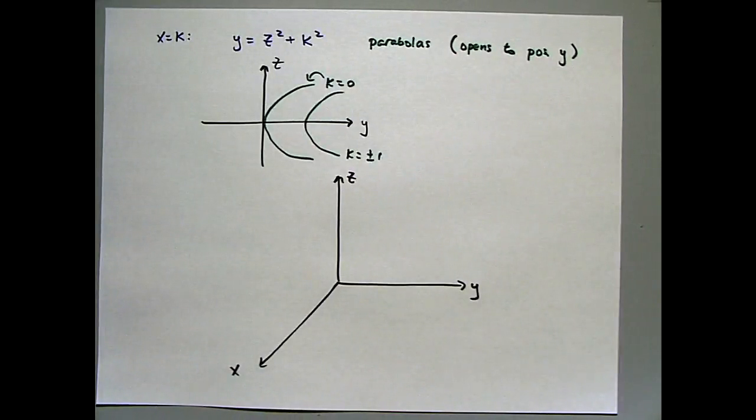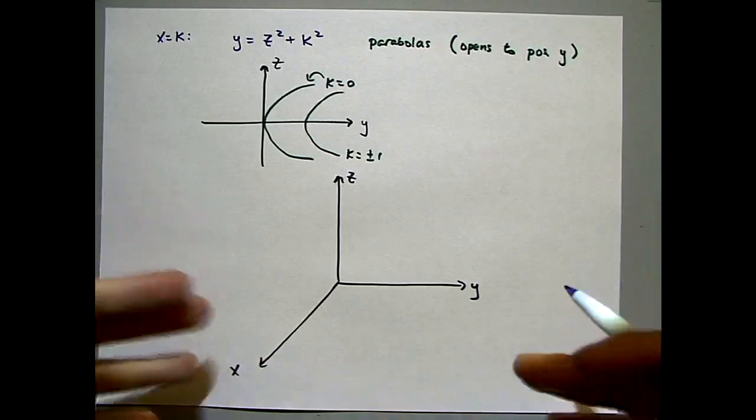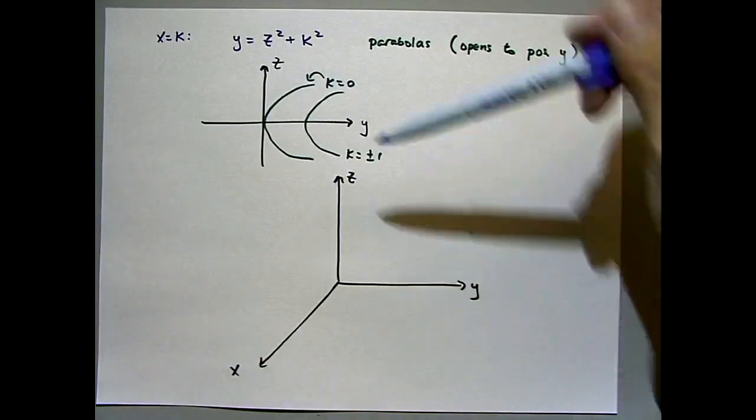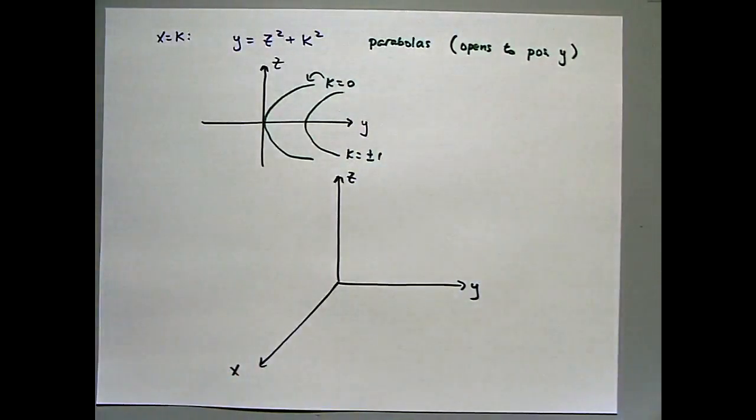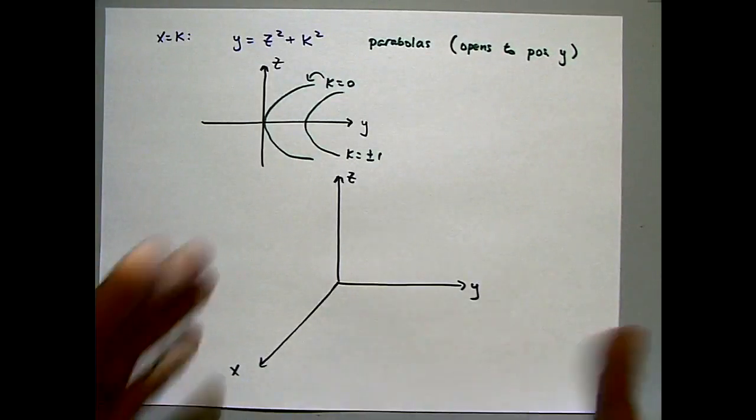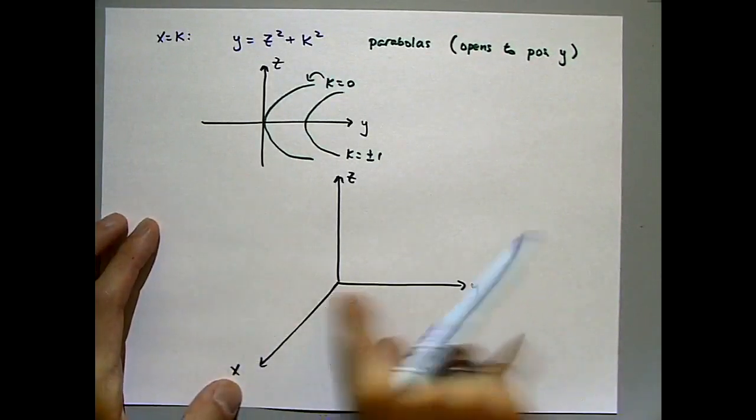Okay, now we stack them together, starting with the top-down kind of view here, looking from above, looking down at the x and y plane. We see on the xy plane a parabola with a vertex at the origin.